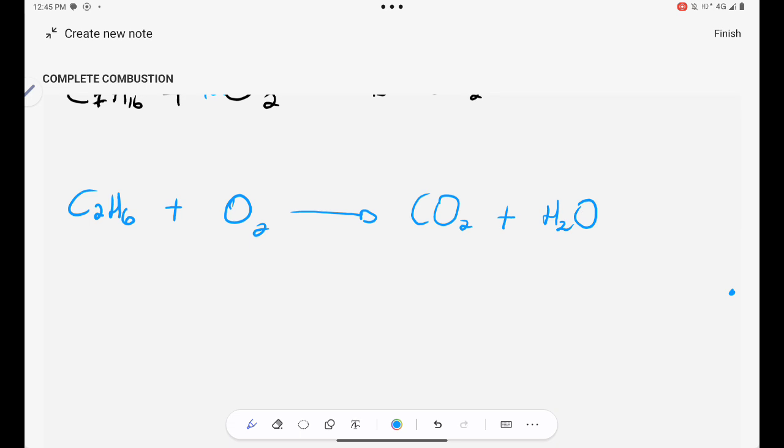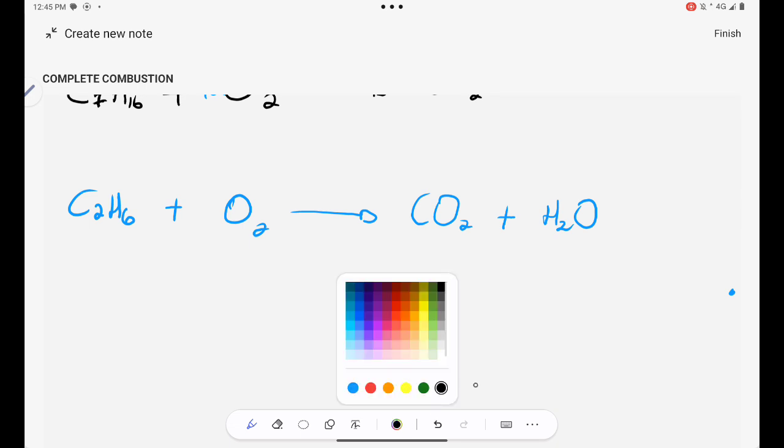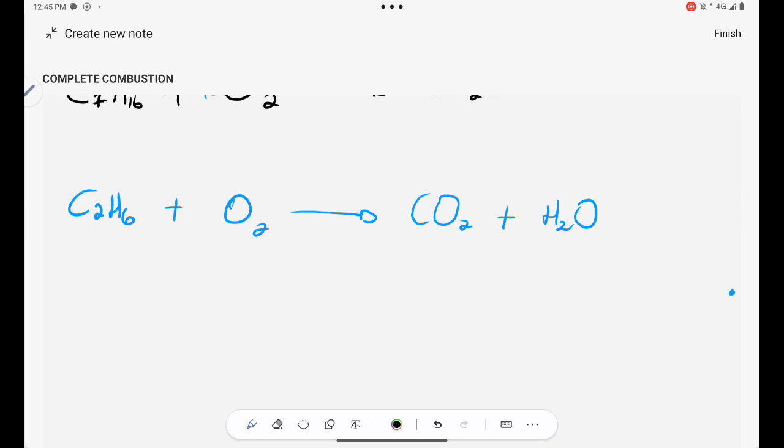Carbon dioxide and water. By just doing this, guys, remember you already have 2 marks out of 3, né? Okay, now let's balance this equation. How many carbons do we have on the left hand side? On my left hand side I have 2 carbons, but on my right I only have 1.